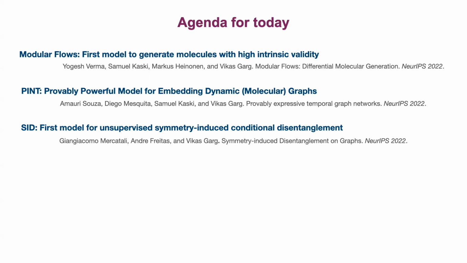And then the question arises: how powerful can temporal graph networks get for modeling dynamic interactions, for embedding dynamic graphs? So I'll be talking about some results which essentially lead us to the most powerful temporal graph network that we know of as of today.